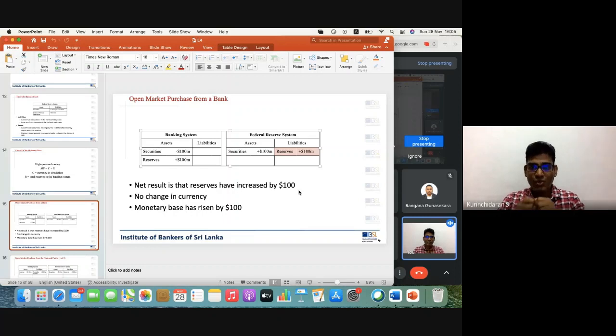So if the central bank wants to increase the monetary base, what will they do? They will buy securities. This is open market operation. Is that clear? This is very important. Is that clear?